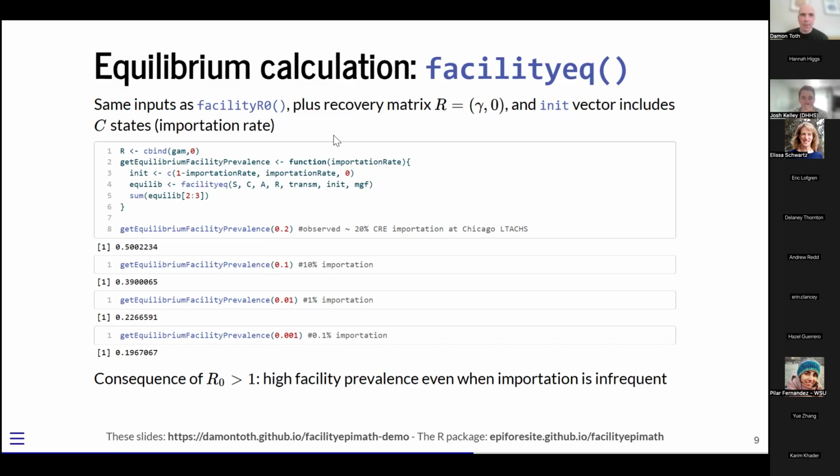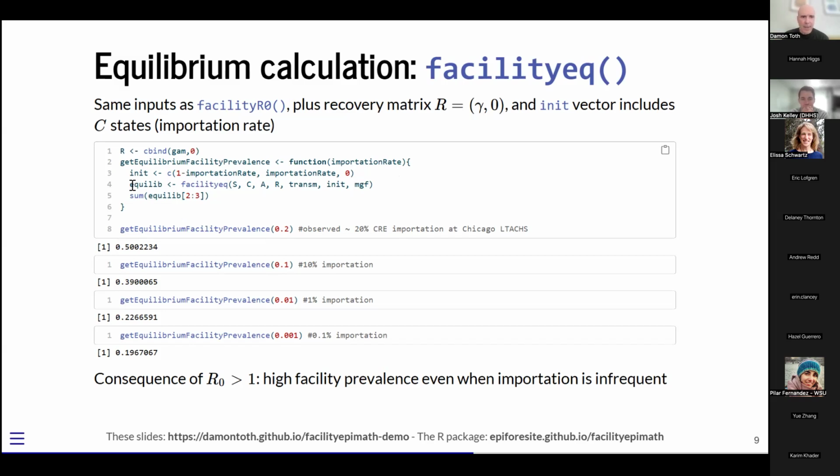bug into the facility. So this code here builds on the previous slide and shows we got the extra input component R. And then I built this little function here where you can put in different importation rates for the admitted patients coming into the facility colonized, which builds this init function, which now has three components because we have S and the two C states. And we assumed the importation goes directly to the C state and not to the detected state.